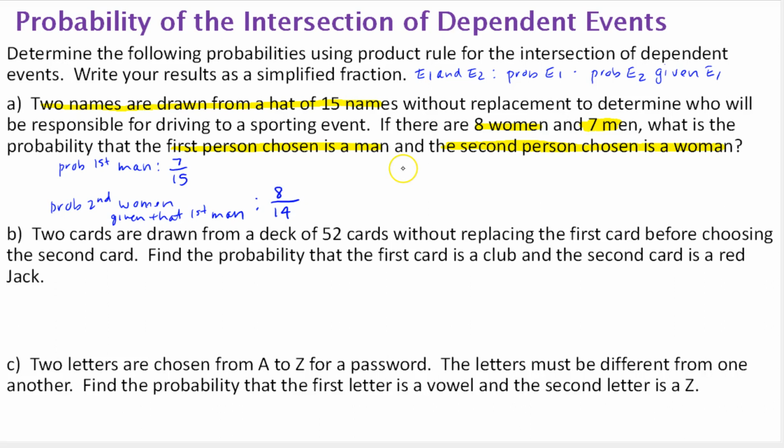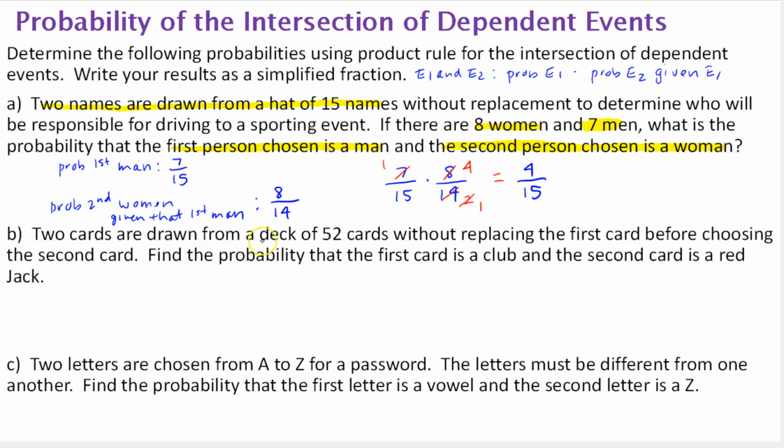And now you just find their product. So 7 out of 15 times 8 out of 14. Again, I'm going to do a little simplifying first. 7 and 14 have a common factor of 7. 8 and 2 have a common factor of 1. And now we can multiply across. 1 times 4 is 4 out of 15. Let's look at the next one.